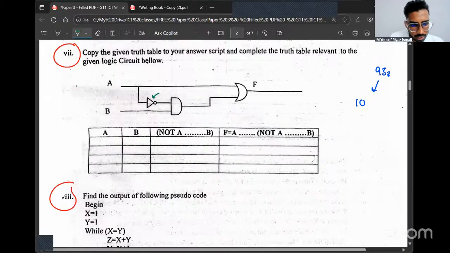We call this gate a NOT gate. We call this gate the AND gate. And we call this gate the OR gate. Right?